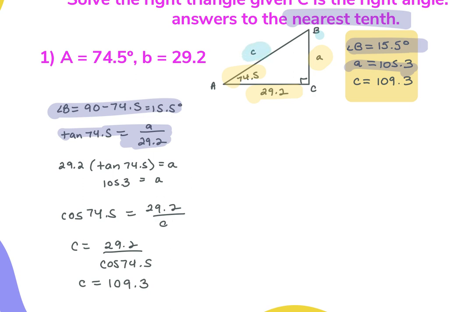This time you're finding side C. So in respect to the 74.5 I gave you, 29.2 is adjacent to A, and C is the hypotenuse, and that's why it's now cosine. Cosine of 74.5 equals 29.2 over C. The value's in the top this time, so we divide. So it would be 29.2 divided by the cosine of 74.5, and you get C.